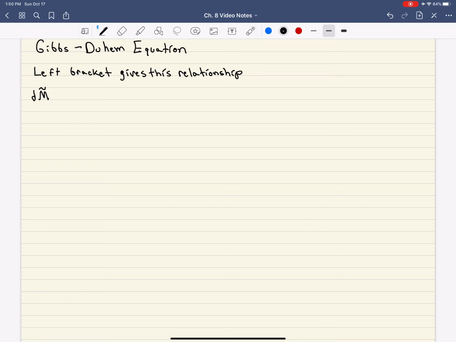dM, which just as a reminder, well actually I'll get to that part in a bit. dM is equal to these partial molar derivatives plus the sum of M_i bar dx_i. Okay? So this is what that left bracket gives us.